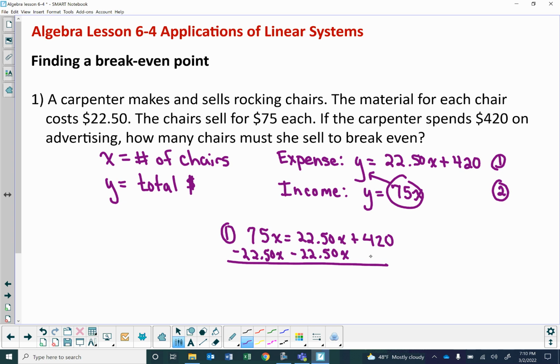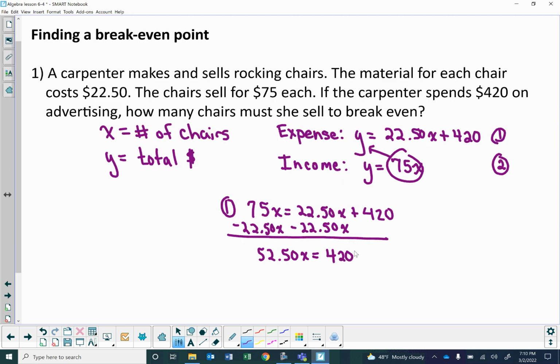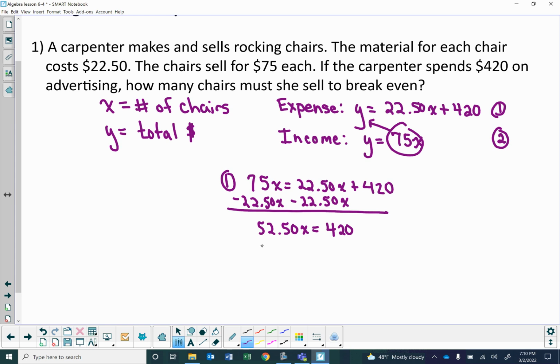75 minus 2250 is 5250. And that's going to equal 420. To solve for this, I'm simply going to divide by 5250. So x is going to equal, when I divide 420 by 5250, I get 8.